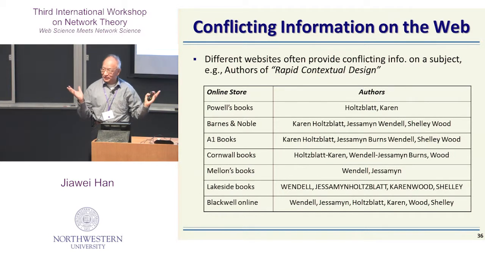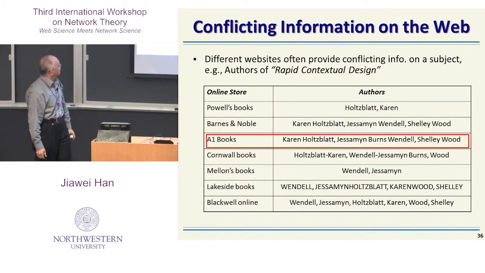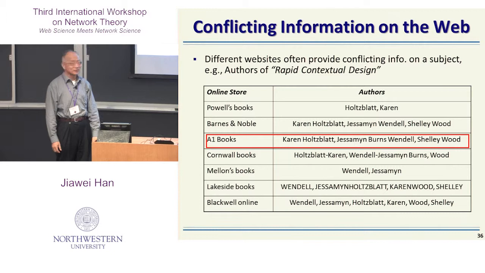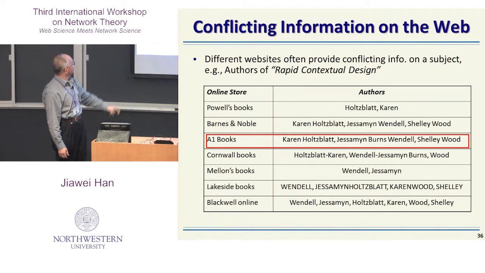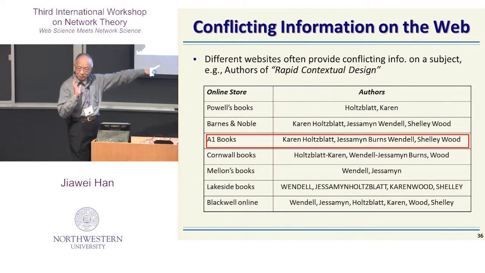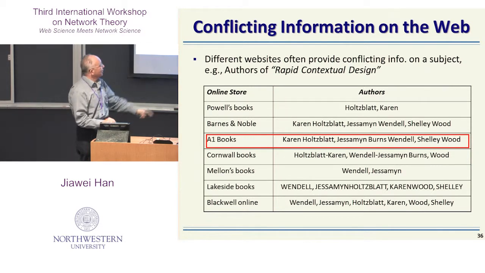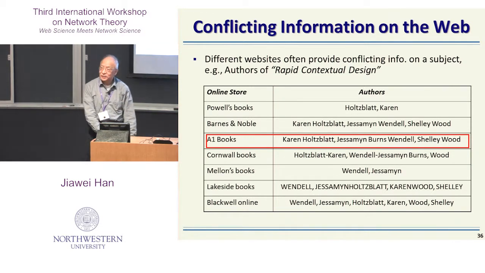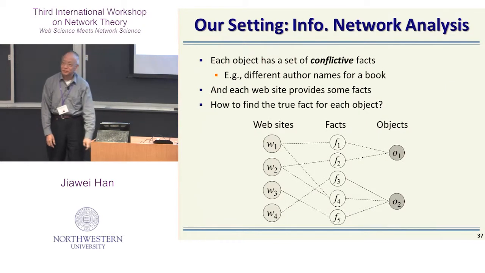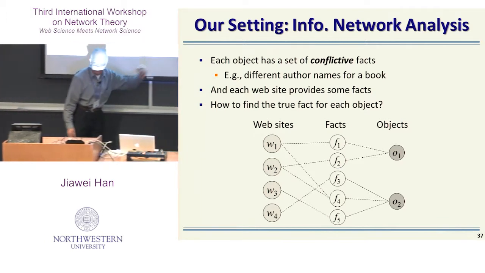Those are all book dealers. Of course, you go to Barnes & Noble, you really get the book, you look at it, only one is right, which is actually not Barnes & Noble, but A1. Barnes & Noble almost got it right, except the second author's middle name was missing. But how can you judge which one is right? The interesting thing is you can construct an information network like this. These are the websites, these are facts, these are objects.